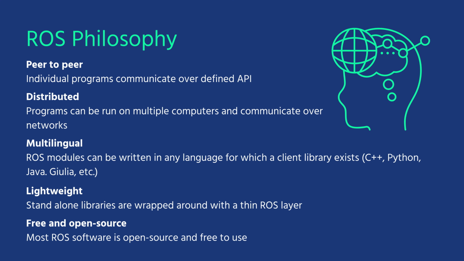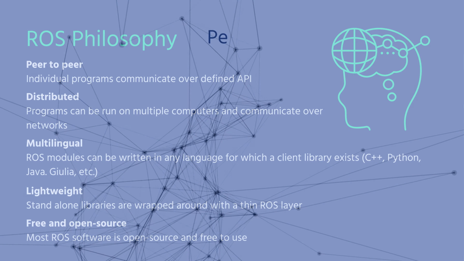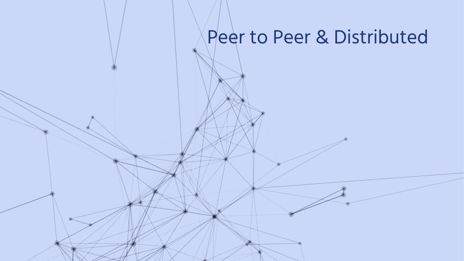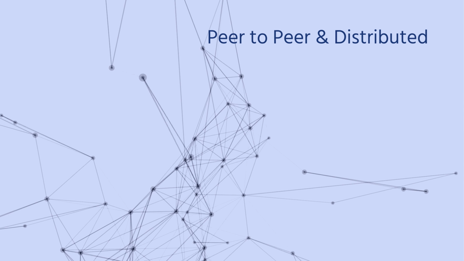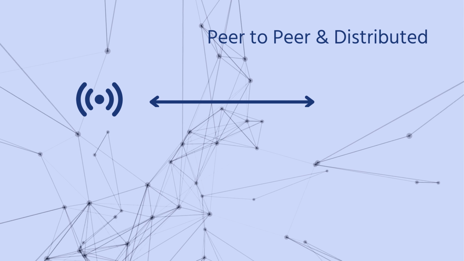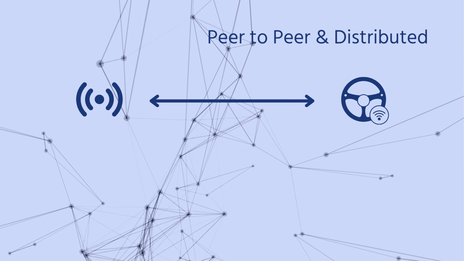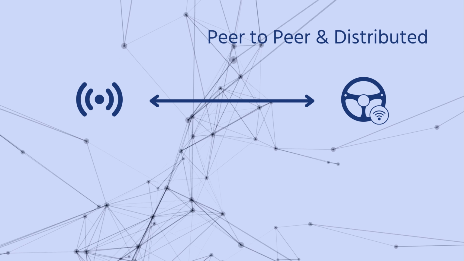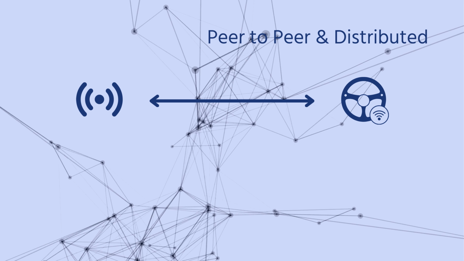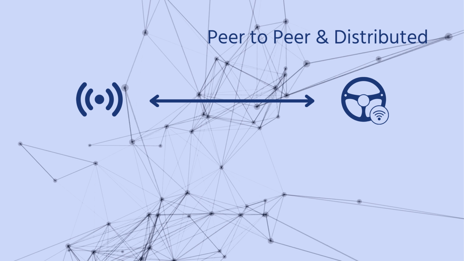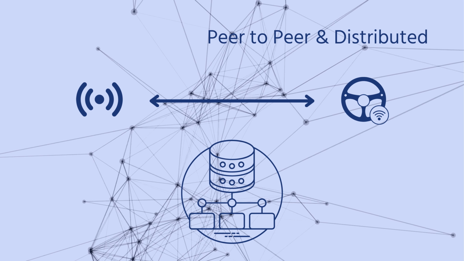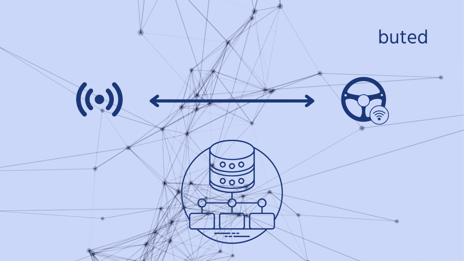Now let us understand what the ROS philosophy is all about. ROS facilitates seamless communication between individual programs through defined APIs, enabling efficient peer-to-peer interaction. Whether it's coordinating between sensors and actuators or orchestrating complex robotic tasks, ROS ensures smooth communication within robotic systems. Its distributed computing capability allows programs to run across multiple computers, fostering scalability and resilience in robotics applications.